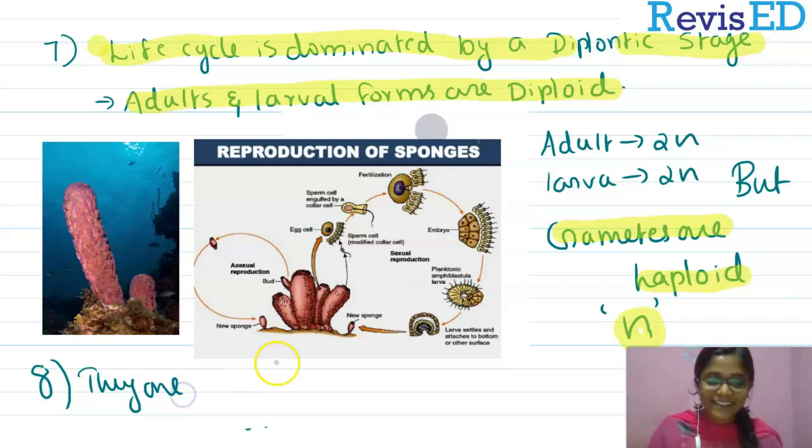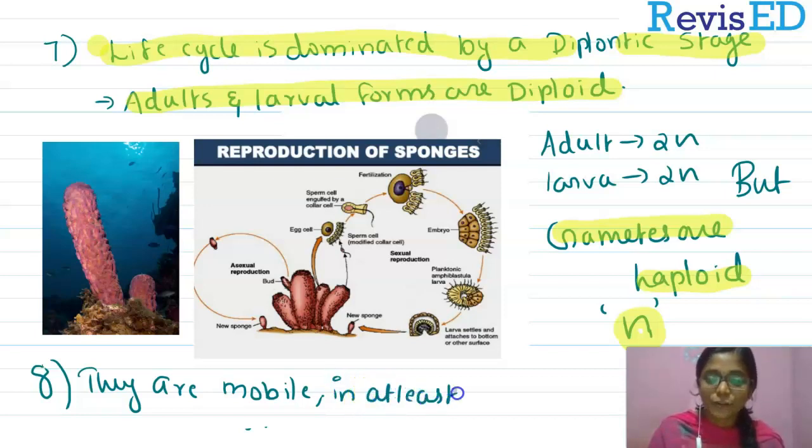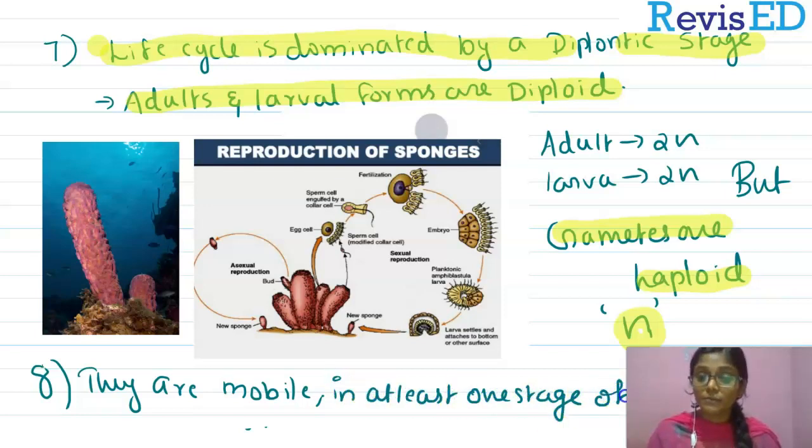Now we are going to discuss the eighth point. What is that? Yeah, they are mobile. The adult forms or larval forms, at least one of them will be mobile in nature. In the case of sponges, we have seen the adult form is sedentary, but the larval form is mobile. So I repeat this point, they are mobile in at least one stage of life. Mobility is a peculiar feature of Animal Kingdom.